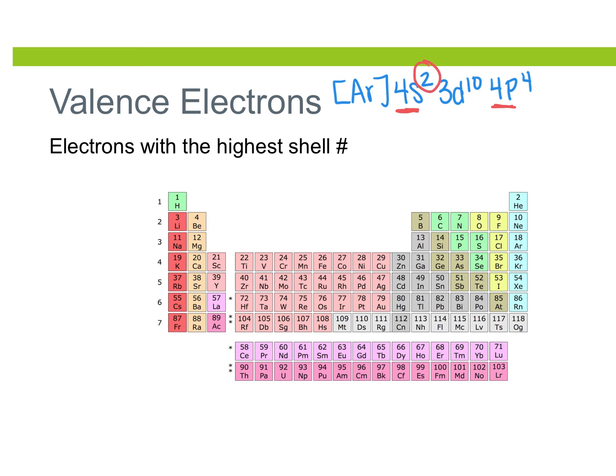And then the superscript are the actual electrons. So how many valence electrons does selenium have? 6. Okay, so these are the valence electrons. So selenium has 6.